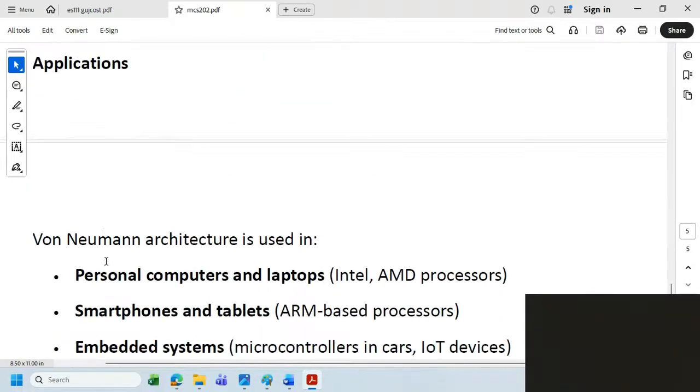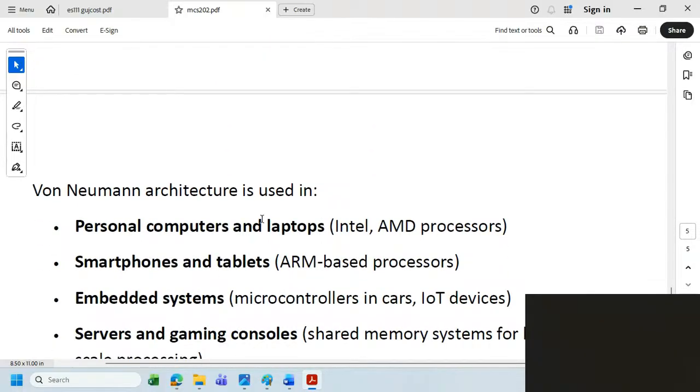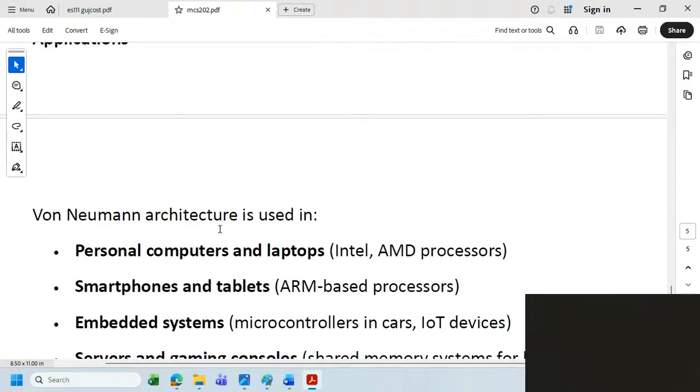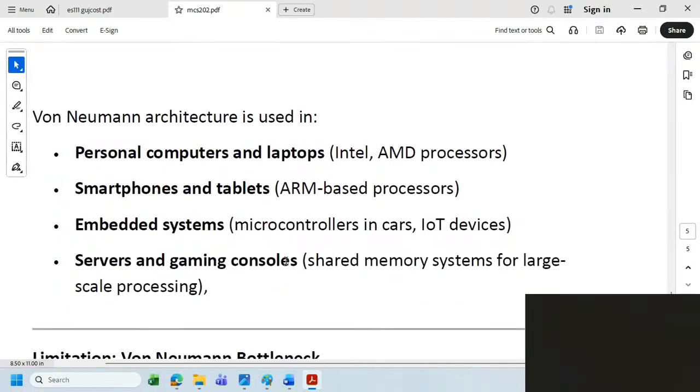Applications of this architecture we can see. Von Neumann architecture is used in personal computers, PCs and laptops with Intel and AMD processors, smartphones and tablets such as ARM based processors, embedded systems such as microcontrollers in cars and IoT devices, servers and gaming consoles, that is shared memory systems for large scale processing.